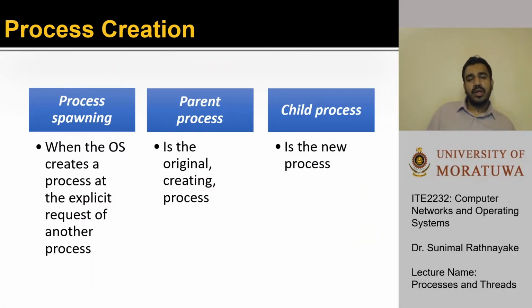So process spawning is when the OS creates a process at the explicit request of another process. In that case, we have a parent process and a child process. The parent process is the original process that requests the OS to create a new process, and the process that is being spawned, the newly created process, is called the child process.